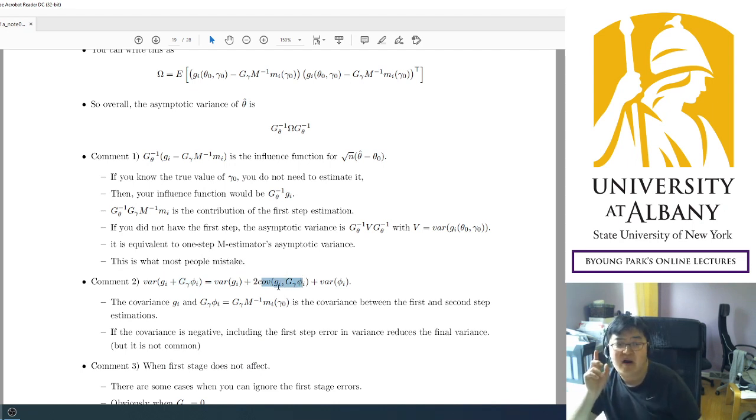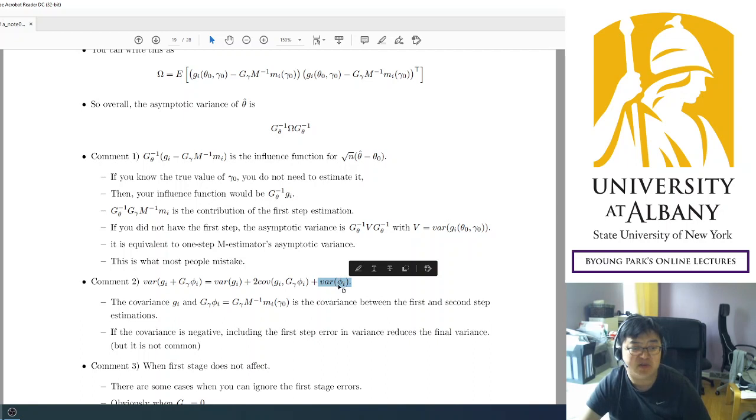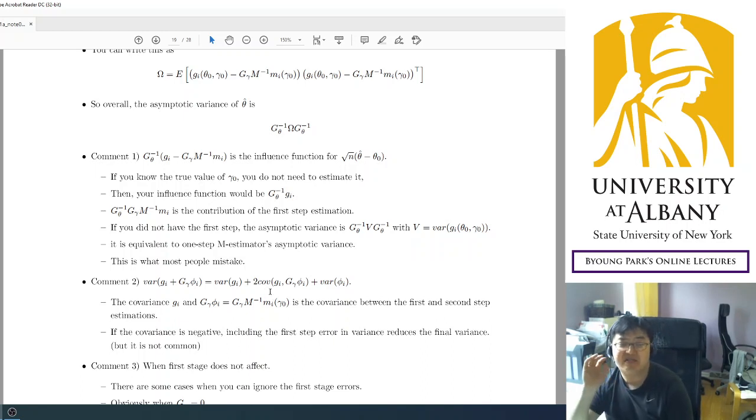And then the problem here is, if there was no covariance, the first stage error will increase the variance because this is always positive. Here G gamma should be multiplied. Excuse me, that's a typo. Anyhow, if you ignore the covariance, this is always positive. However, the covariance may be negative. Possibly the covariance can be negative, and in that case, if it's very negative, then this additional term can be negative.